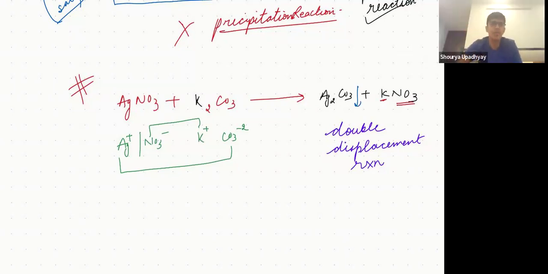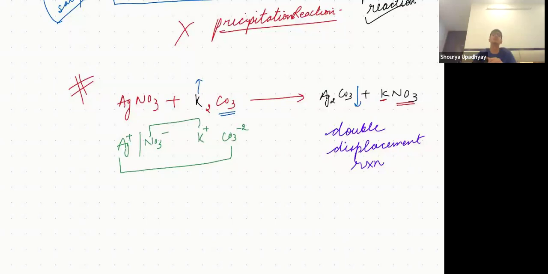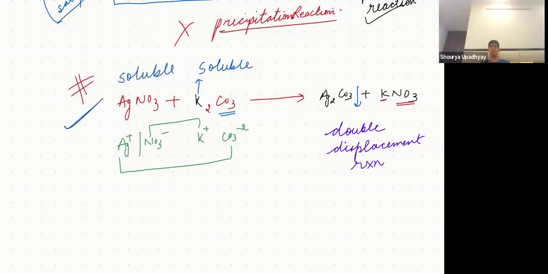But ma'am, in this case, K2CO3 is already insoluble. K2CO3 is a carbonate, but it is a potassium salt. Oh, so it is soluble. This is also soluble. Hence, the reaction will take place. Okay, ma'am. Did you check the concept?